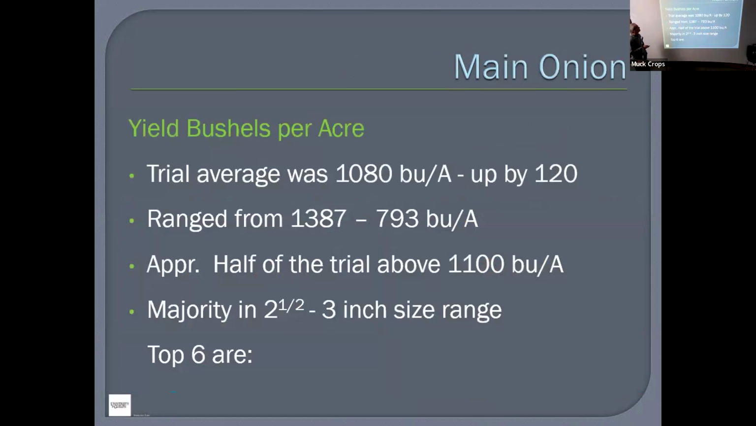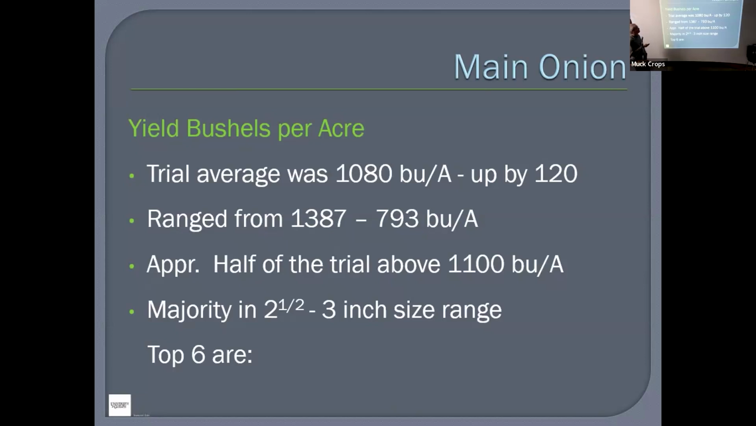Looking at yield, again, trial average was 1,080. It's actually up by 120 compared to last year's 2023's. Which I was a bit shocked when I was doing it. I thought the yield this year was okay, and I thought it might have been down, but when I look back, we had some pretty poor yielding ones in 2023. So that kind of was a bit of a skew there.